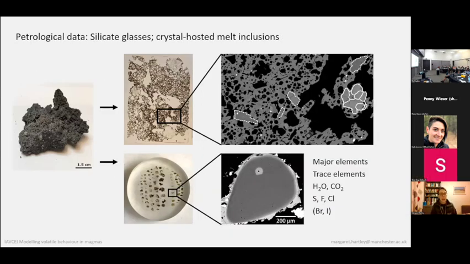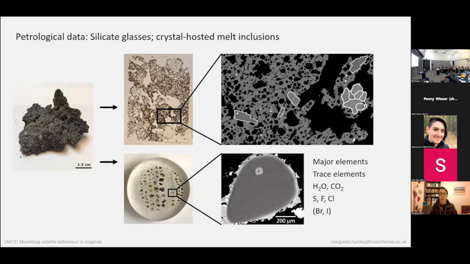Mostly I'm working with petrological data. That is, we're taking natural samples from the field, silicate glasses and crystal-hosted melt inclusions, and we're measuring these by a variety of geochemical techniques. So our input data for volatile solubility models will almost certainly involve major elements, may occasionally involve trace elements, and of course, we want to measure the volatile species themselves.